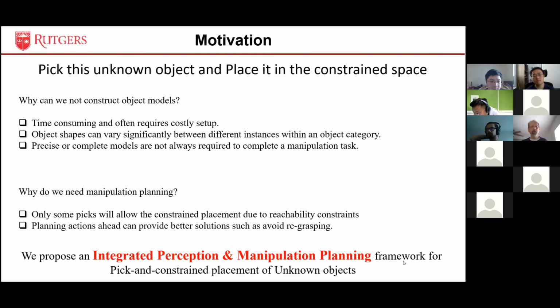And why do we need manipulation planning? Because only some picks will allow the constrained placement due to reachability constraints. And planning actions ahead can provide better solutions, such as avoiding regrasping. So to this end, we propose an integrated perception, motion, and manipulation planning framework for pick and constrained placement of unknown objects.